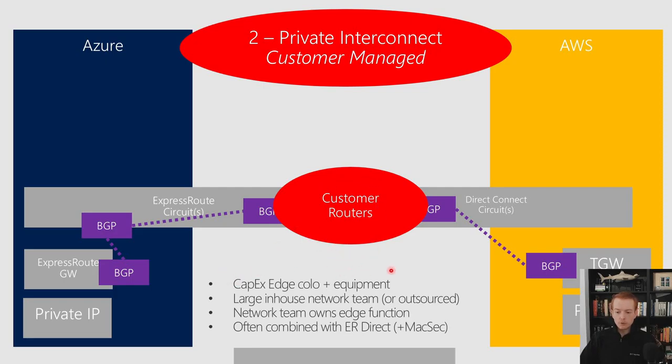And this assumes you've built out the relevant edge colo. You've invested the CapEx in that equipment to do that function. Normally, these customers that do this have large in-house network teams who know BGP and are very familiar with those concepts of managing a global wide area network. Or you might have outsourced this. So for example, here in the UK, companies like BT, who manage customer networks, will manage your cloud edge for you if you contract out that portion of your network.